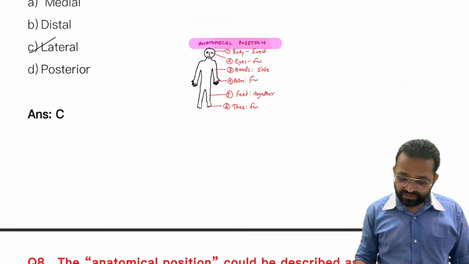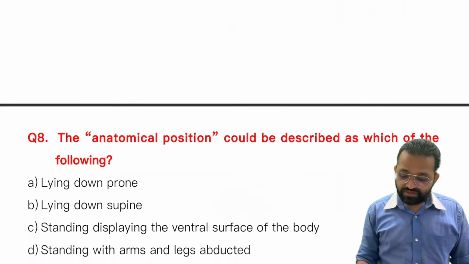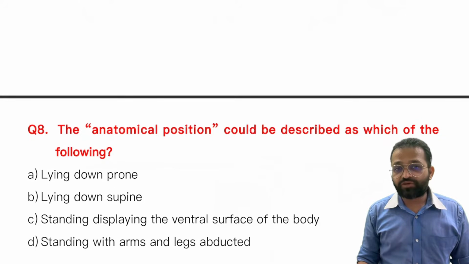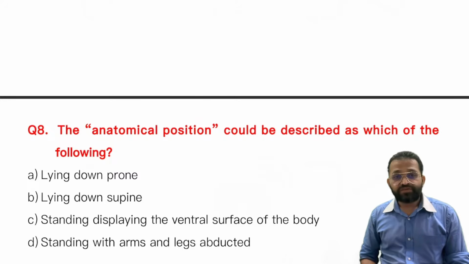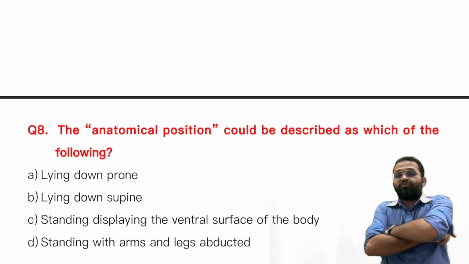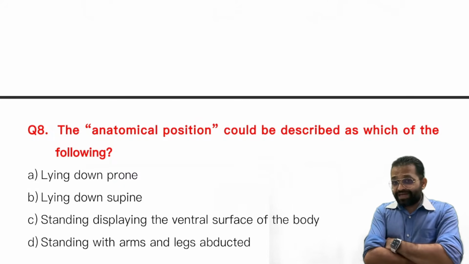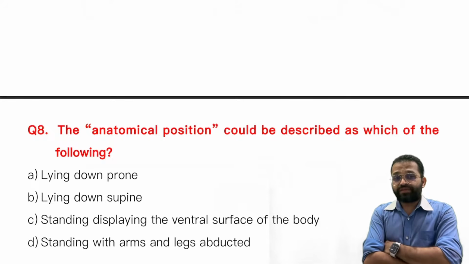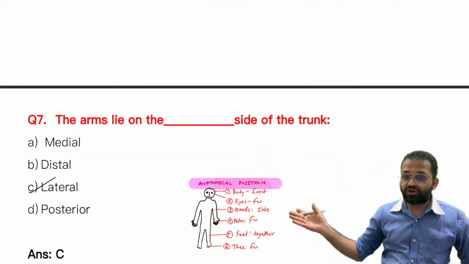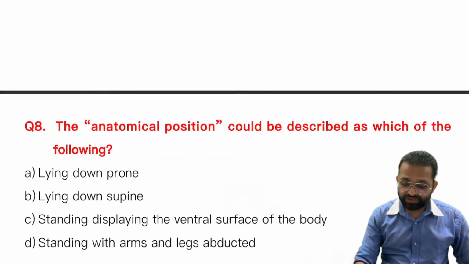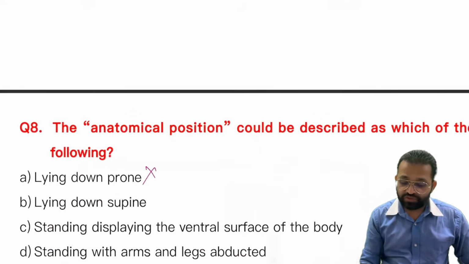Now come to the next. Again, the question is related to the anatomical position. Anatomical position could be described as which of the following? So can you tell me what the answer is in this question? Lying down prone position? Just as we had seen right now, no, sir, it is not the lying down position. It is the vertical position. Okay, so exclude this one.